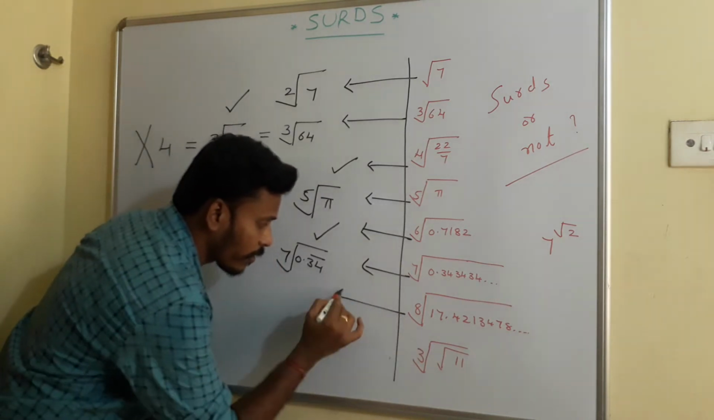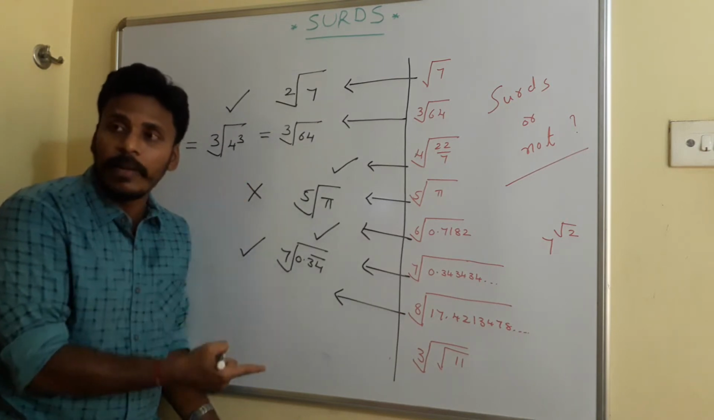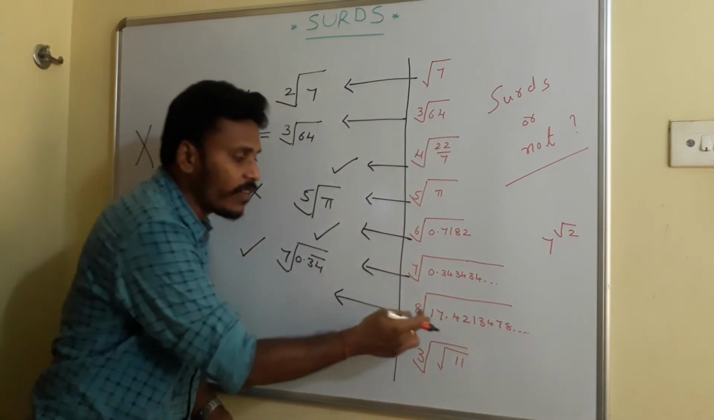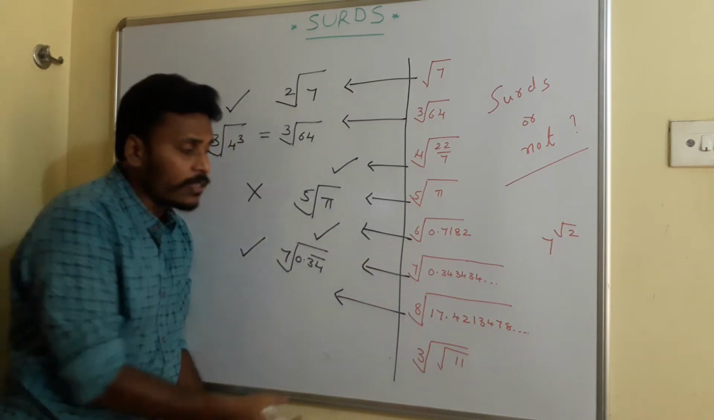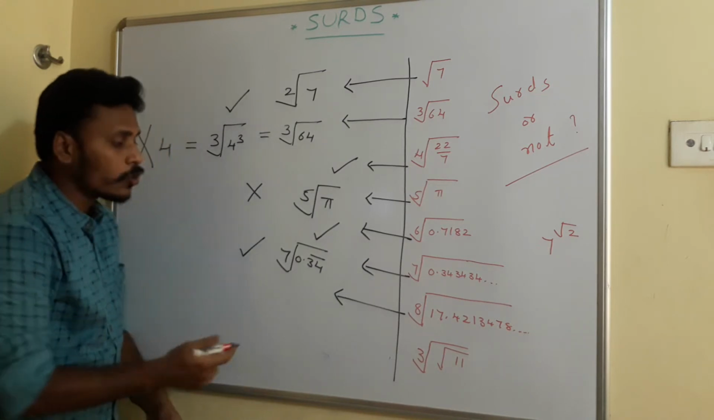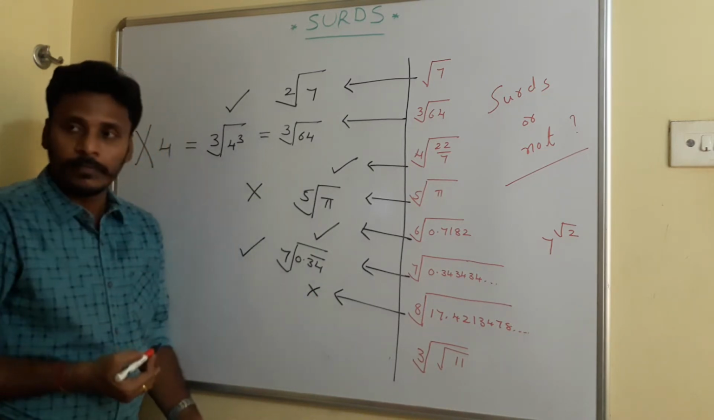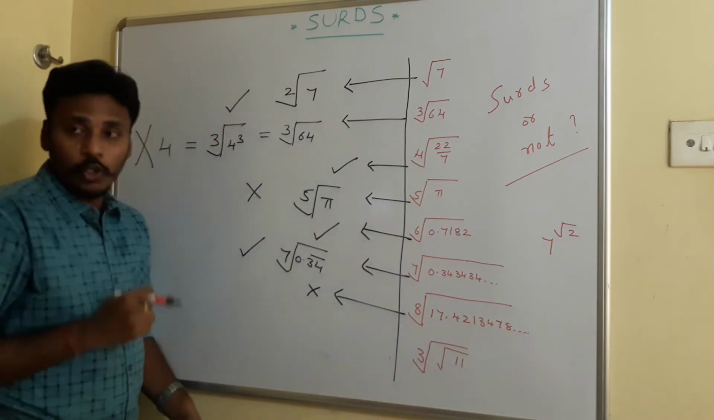Whereas coming for this eighth root of, just you look there, I mentioned a neither repeating nor terminating decimal as 17.4213 something something something. So that means the value under this eighth root is not a rational number, so it is not a surd. Whereas coming for the cube root of square root of 11, just you think.